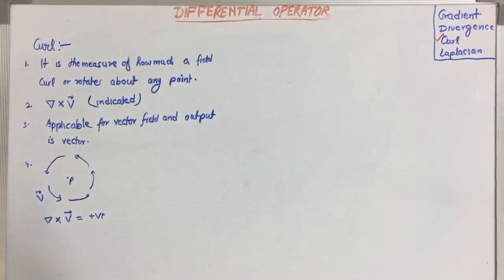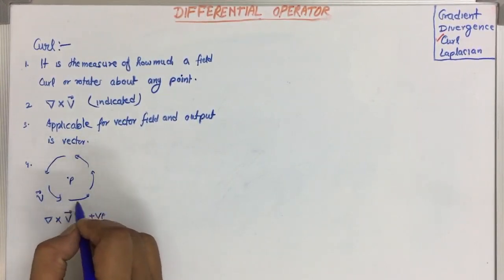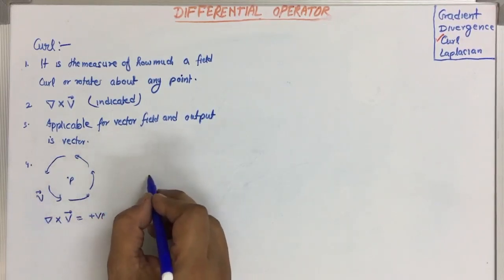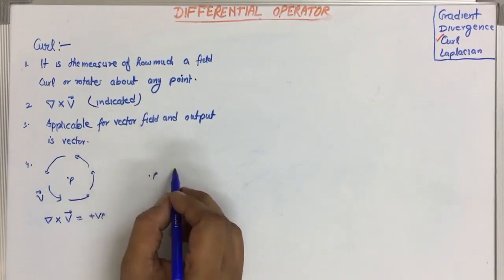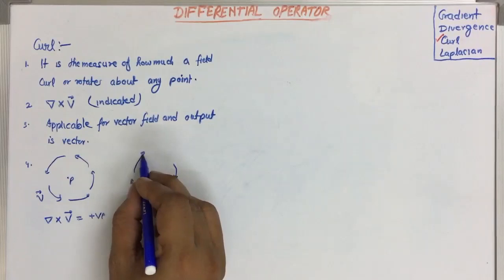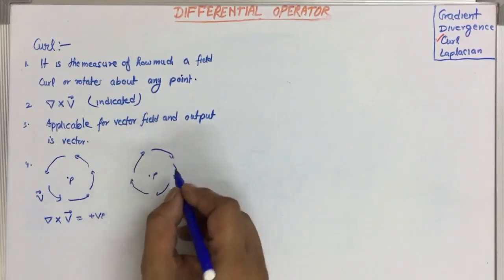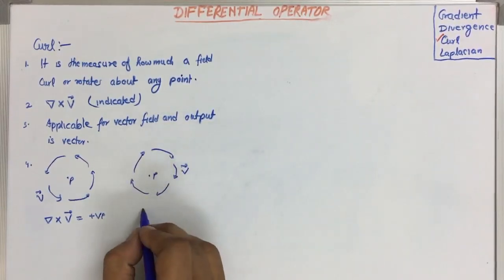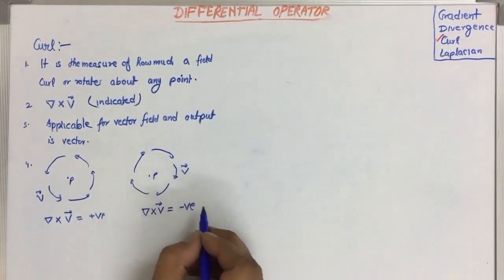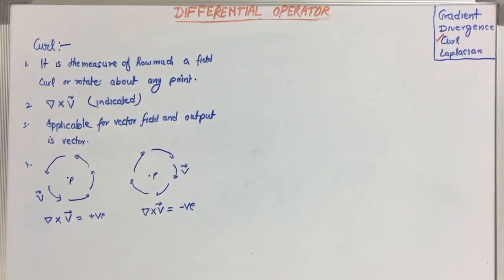If it is rotating in the anti-clockwise direction, then it is considered as positive. At the same time, if the field is found rotating in the clockwise direction, then the curl of that field will be considered as negative. Those are the fundamental assumptions we are taking here.